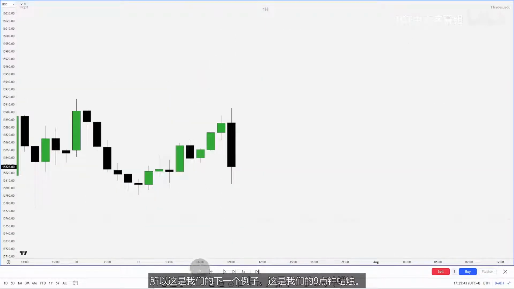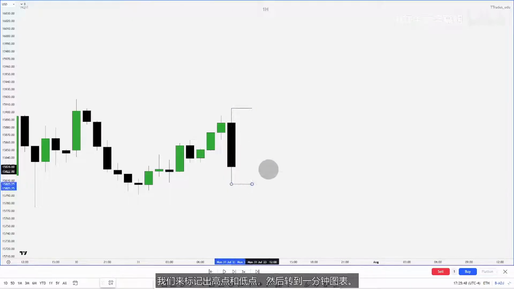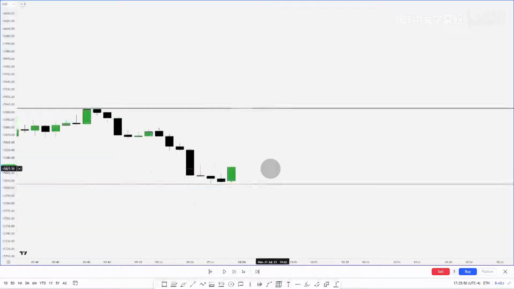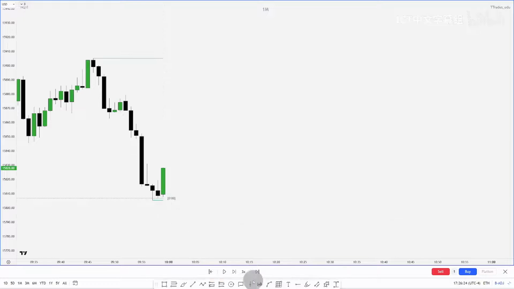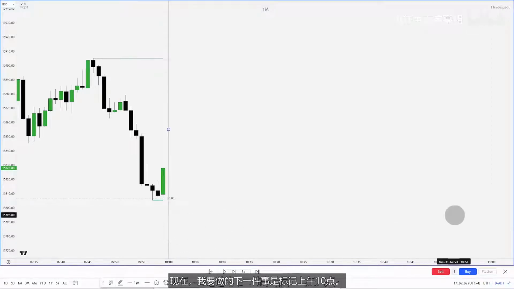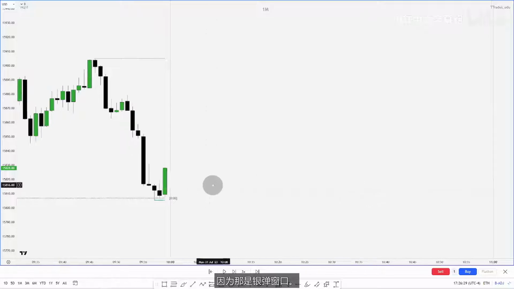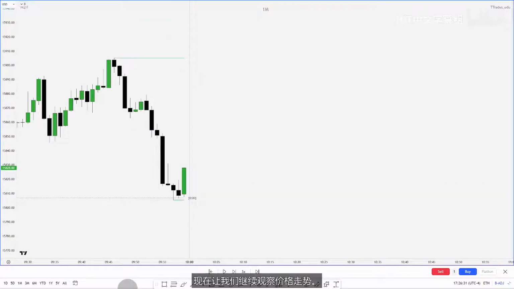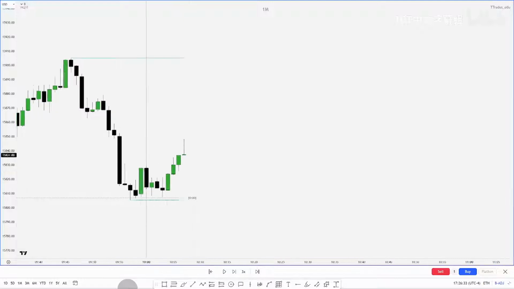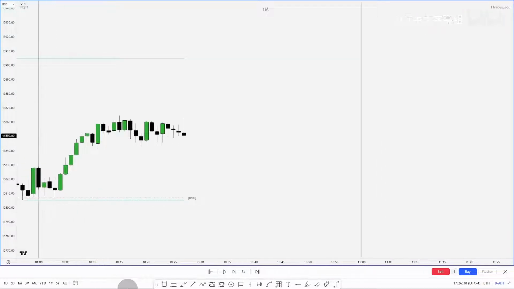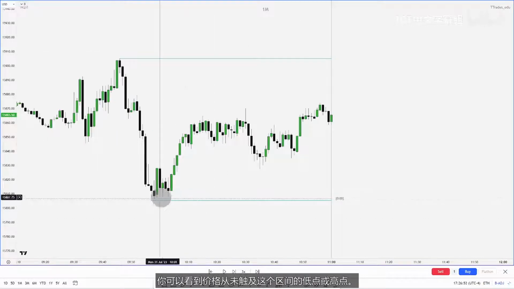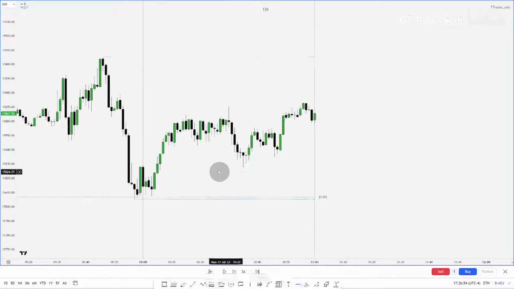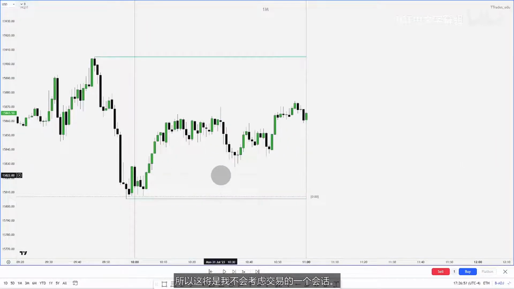So here we have our next example and our 9 o'clock candle here. So let's mark out the high and the low, and then drop down to the 1 minute chart. Once again, I remove those lines as I have the session indicator set up to mark this out for me. Now the next thing I'm going to do is mark out 10 a.m. and 11 a.m. with a vertical line, as that is the silver bullet window. Now let's go ahead and watch price action. You can see that price never swept the low or the high of this range, so this would be a session where I would not be looking to take a trade.